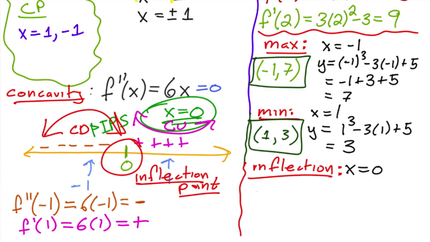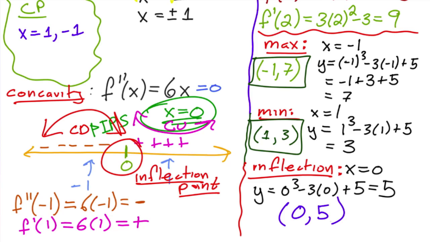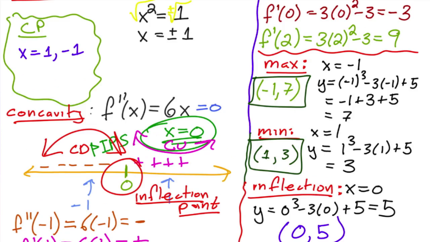So x is equal to 0, y is equal to 0 cubed minus 3 times 0 plus 5. Well, this one's easy. That equals 5. So that means that my inflection point is at (0, 5). So this is where it goes from concave down to concave up. Okay, so we have all of this information that we just found.